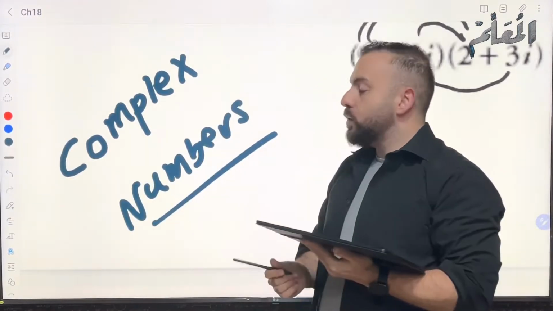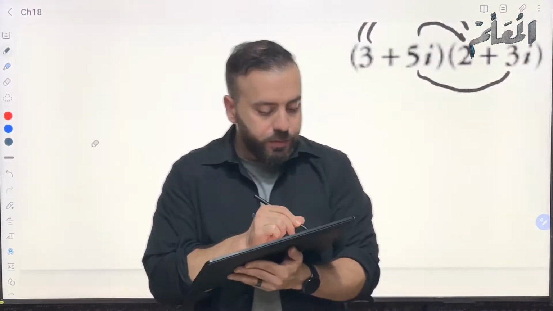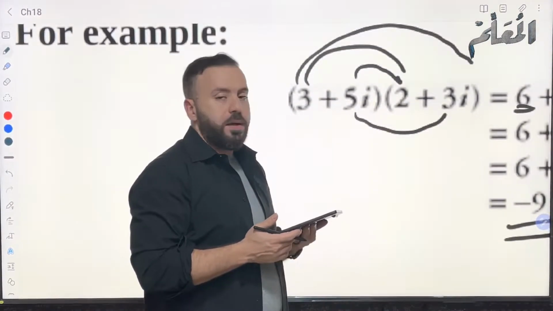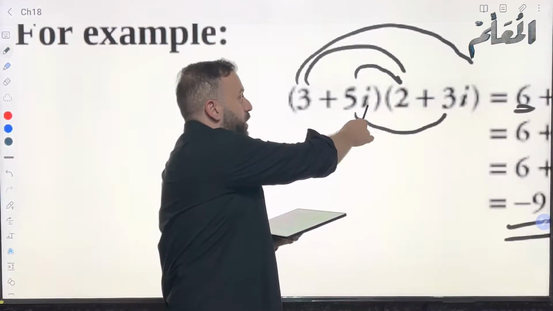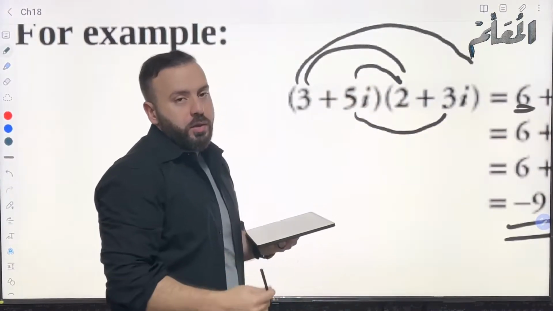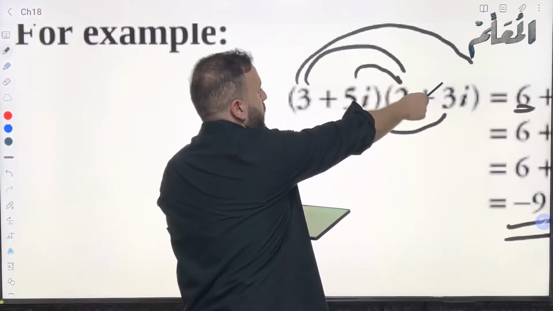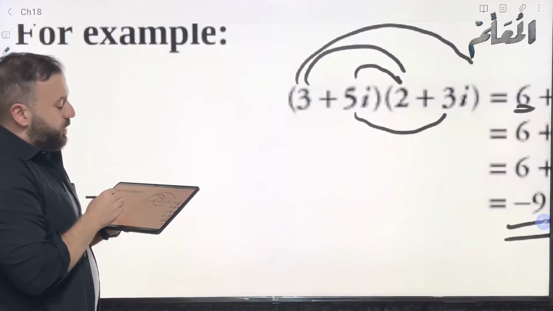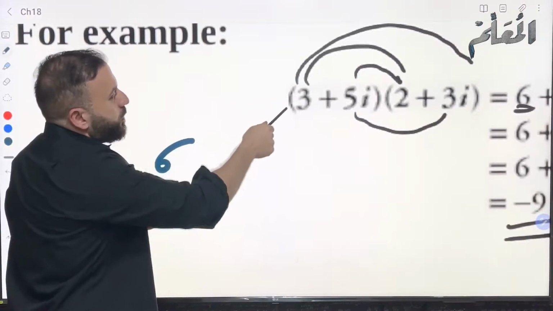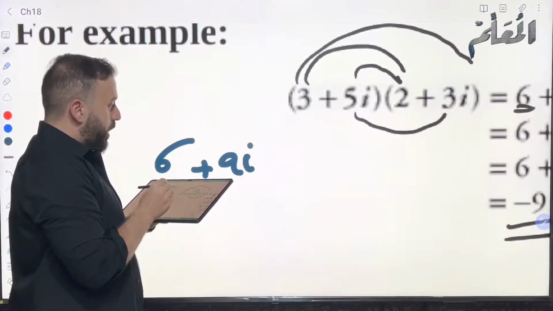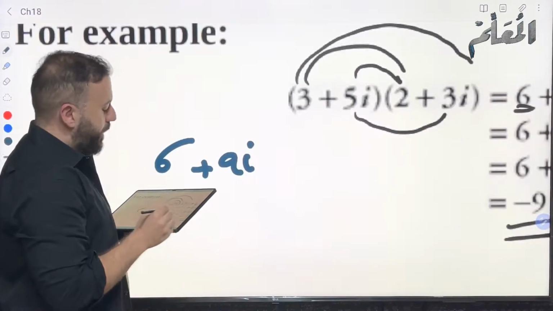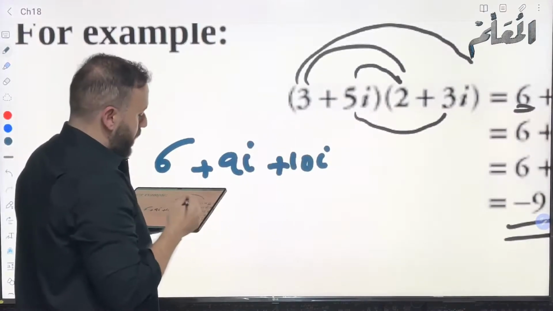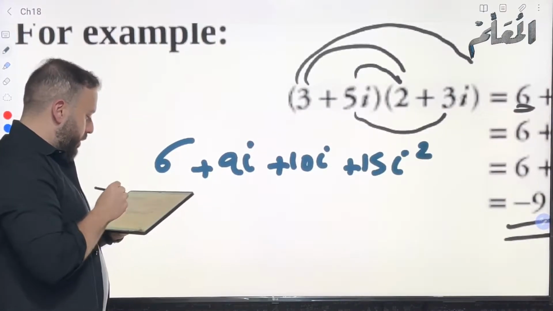Yes, let's go. Complex numbers, first question: 3 plus 5i times 2 plus 3i. Always remember, this is a real number, this is an imaginary number. So what's the normal way we do it? First, second, first, second. 3 multiply 2 is 6, 3 multiply 3i is 9i, 5i multiply 2 is 10i, and 5i multiply 3i is 15i squared.